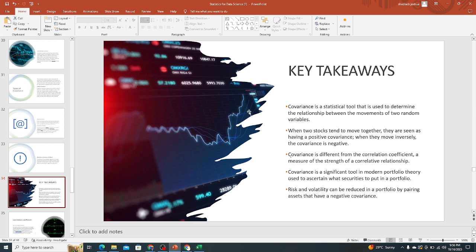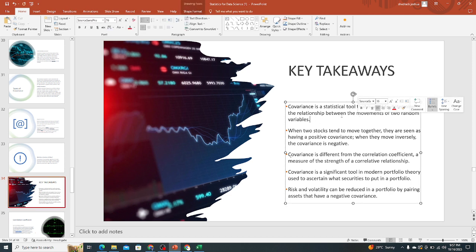Some of the takeaways from the covariance class: covariance is a statistical tool used to determine the relationship between the movement of two random variables. For example, when two stocks tend to move together, they are seen as having a positive covariance. When they move inversely, they have a negative covariance. Covariance is different from the correlation coefficient, which measures the strength of a relationship between the two variables.